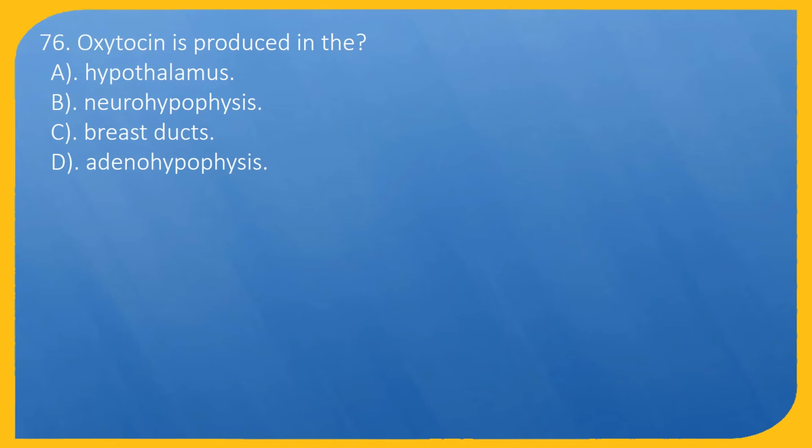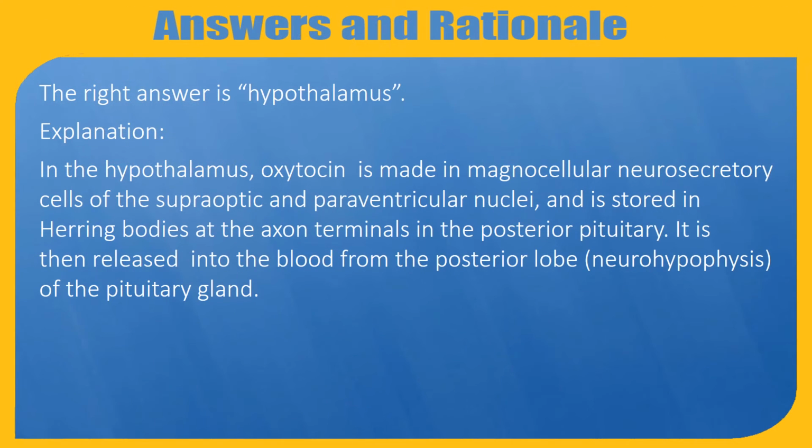Question 76. Oxytocin is produced in the A. Hypothalamus. B. Neurohypophysis. C. Breast ducts. D. Adenohypophysis. The right answer is hypothalamus.